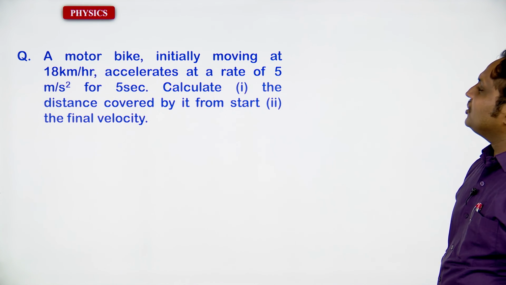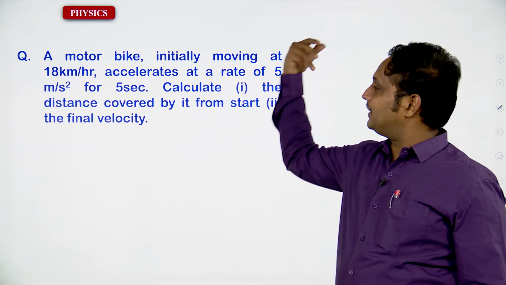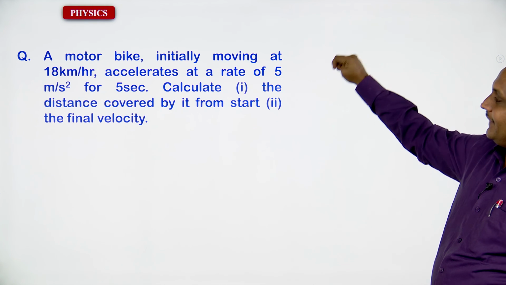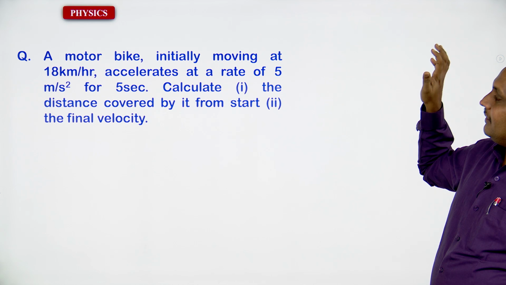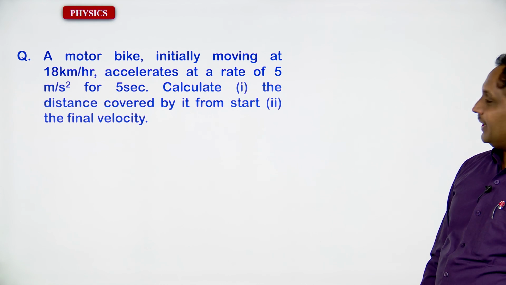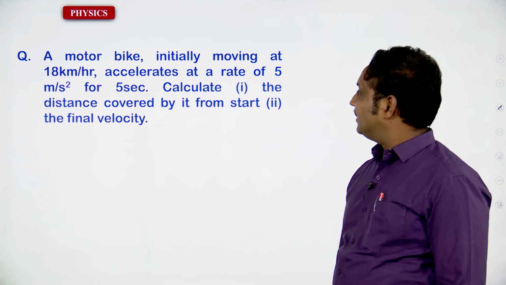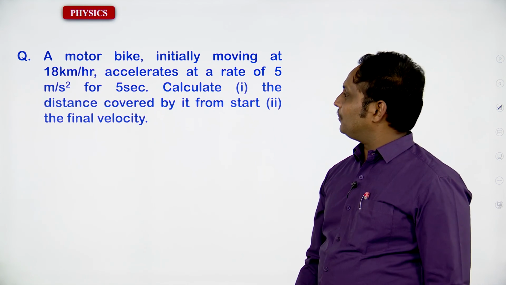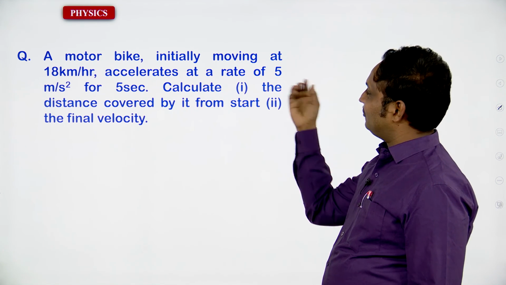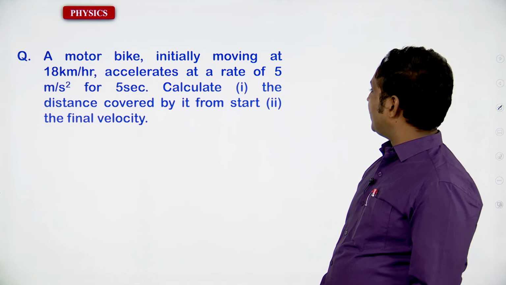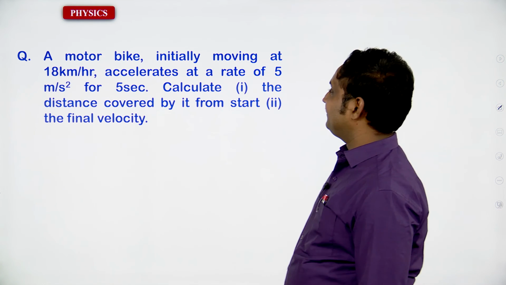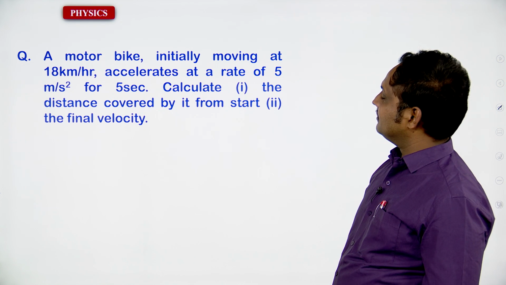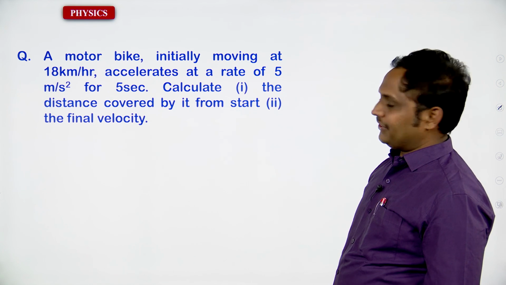A motorbike initially moving at 18 km per hour accelerates at the rate of 5 meter per second square for 5 seconds. The distance covered by it from the start and the final velocity, you have to find out. They have given the speed, 18 km per hour, and the acceleration, the time and the initial velocity. You can solve the problem.